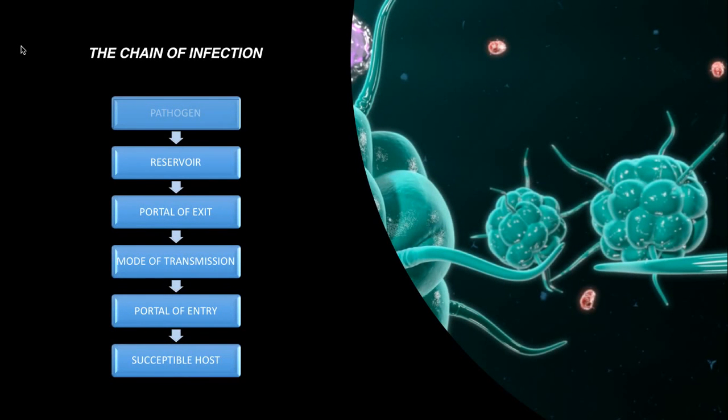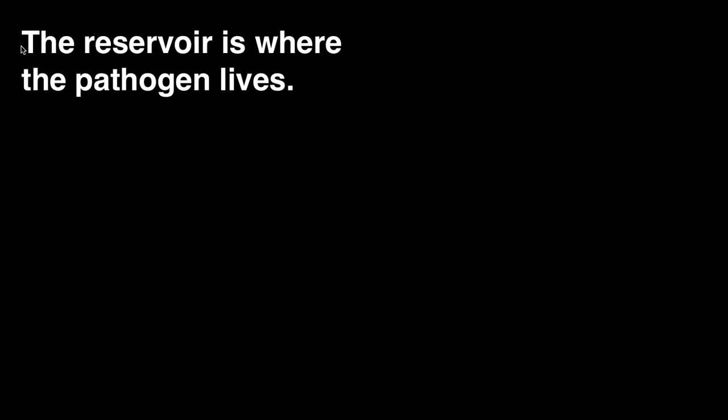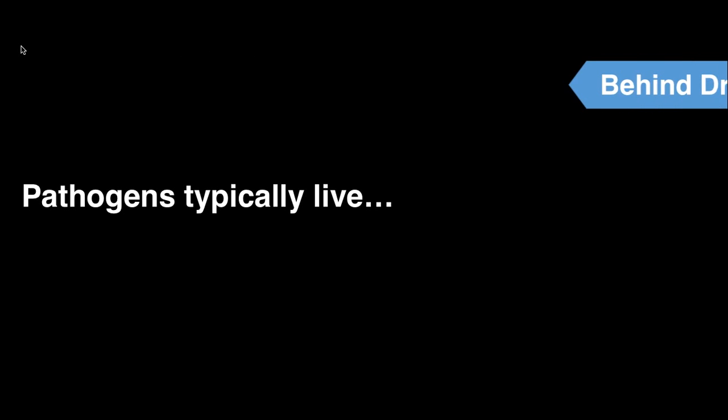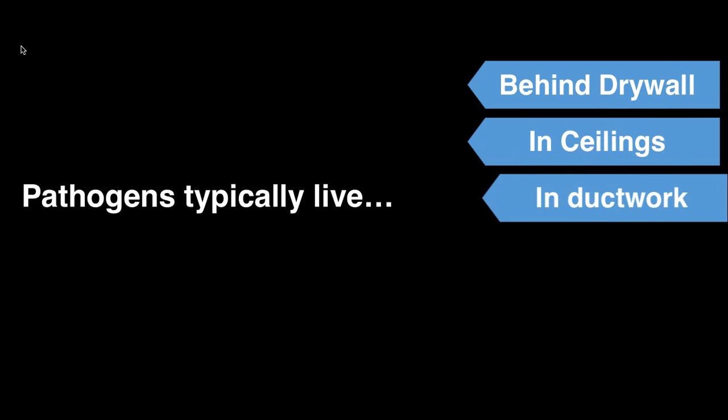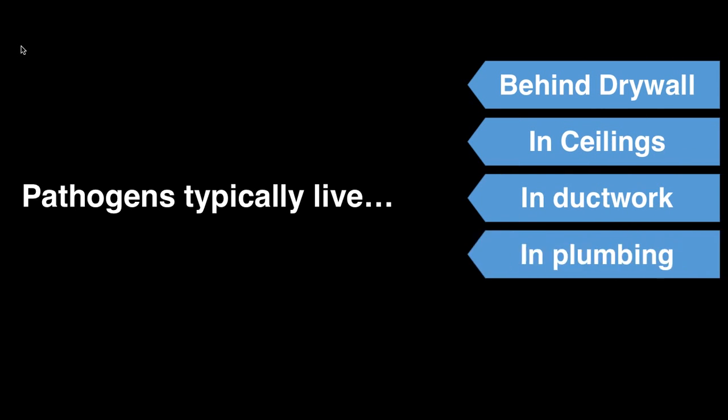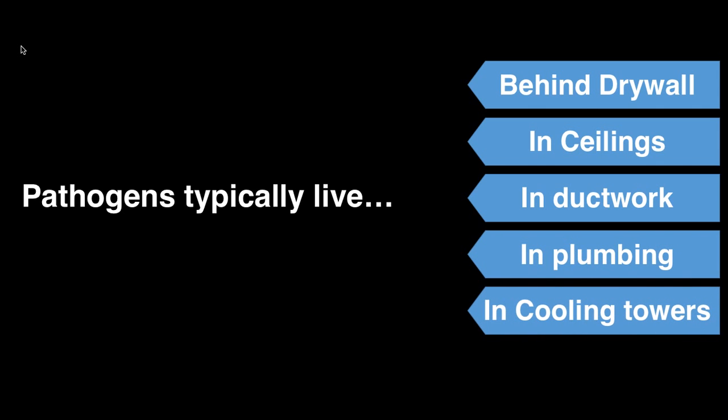The next part of the chain of infection is the reservoir. The reservoir is where the pathogen lives. Pathogens typically live behind drywall, in ceilings, in ductwork, in plumbing, and in cooling towers.